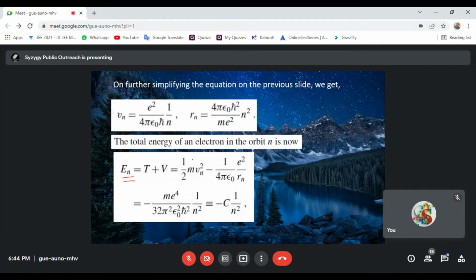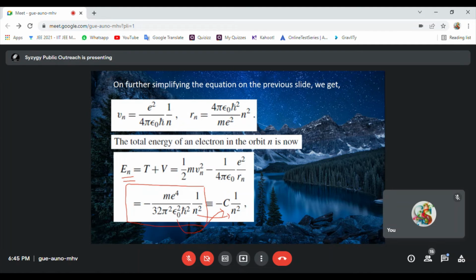So just wait till my slides get over. This is the total energy of the electron, which is its kinetic energy plus its potential energy, and we can simplify it to this. This is further considered as C. C is a constant because everything in here is constant: the mass of the electron, the charge on an electron, pi, the vacuum permittivity, and h bar. Everything is constant, and then there is just n square, which is the nth energy level.